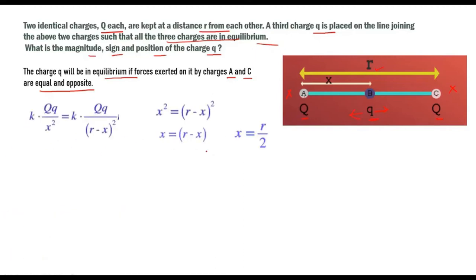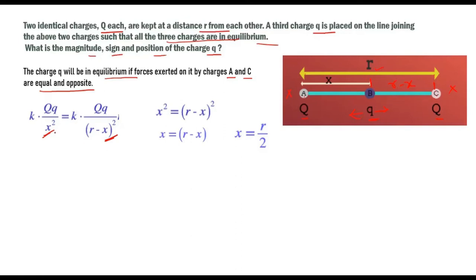On putting the magnitude part in the formula, this is the force between the charges at points A and B, and this is the force between the charges at B and C. They are separated at a distance of r minus x. Why? Because the total distance is r, out of which the distance between A and B is x. So what will be the remaining distance? The remaining distance between B and C will become r minus x.